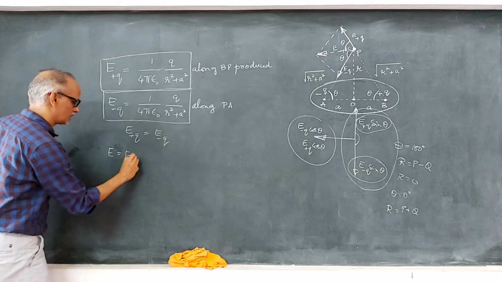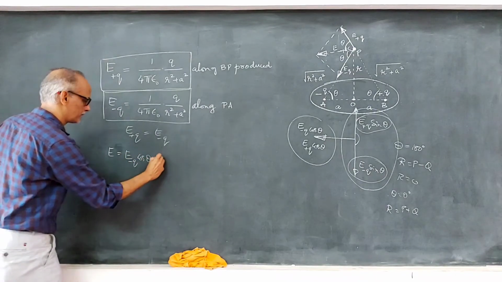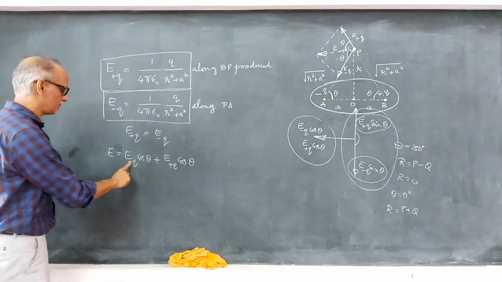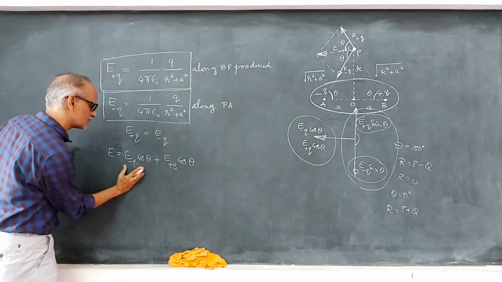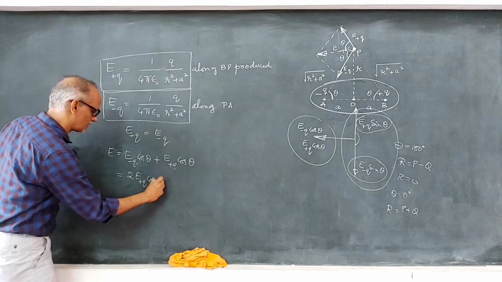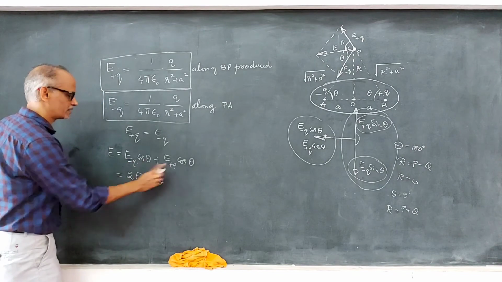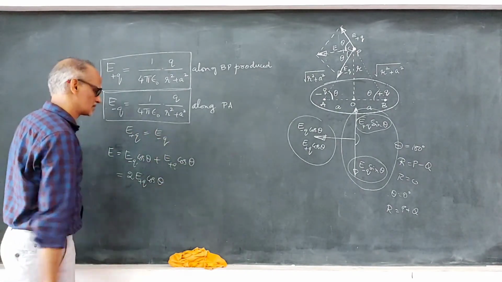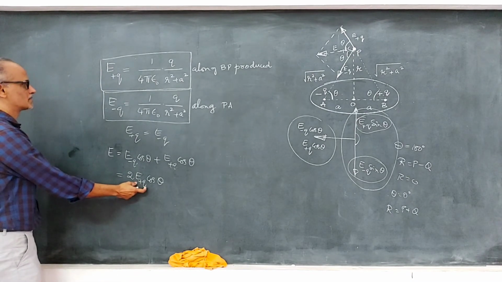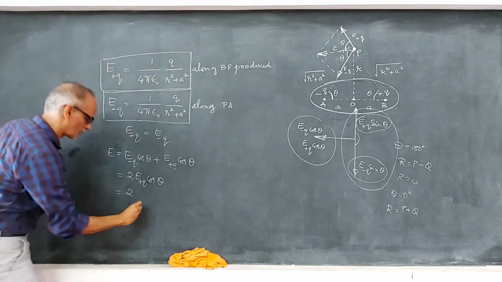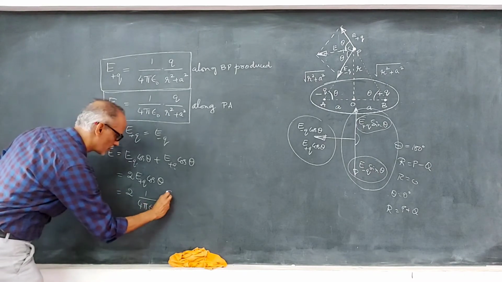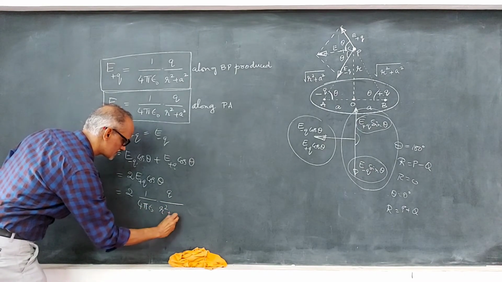So what do we get? E minus Q cos theta plus E plus Q cos theta. But E minus Q and E plus Q are the same, right? So this term and this term are the same, so it will be double: double E plus Q cos theta, or double E minus Q cos theta, because both are equal. So that is equal to 2. What is E plus Q? E plus Q is here: 1 by 4 pi epsilon naught, Q by R square plus A square.